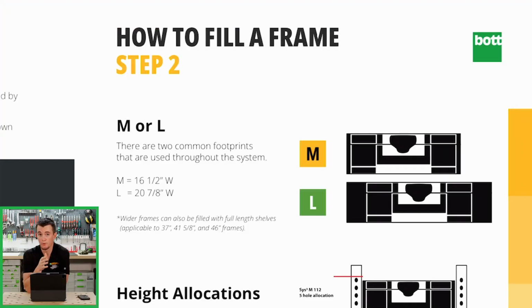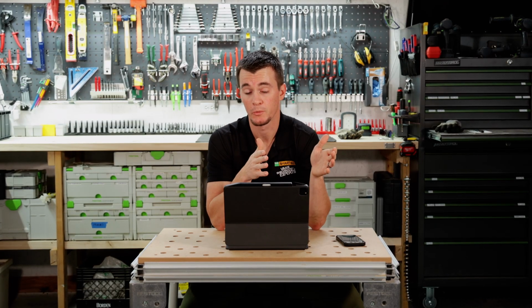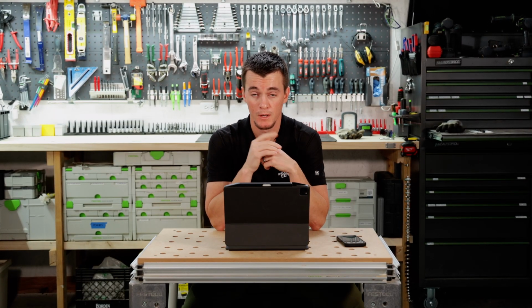There's going to be two key footprints within the system, either an M footprint or an L footprint. This corresponds to the footprint of a sustainer. We have M footprint sustainers and L footprint sustainers. We'll come back to that later.